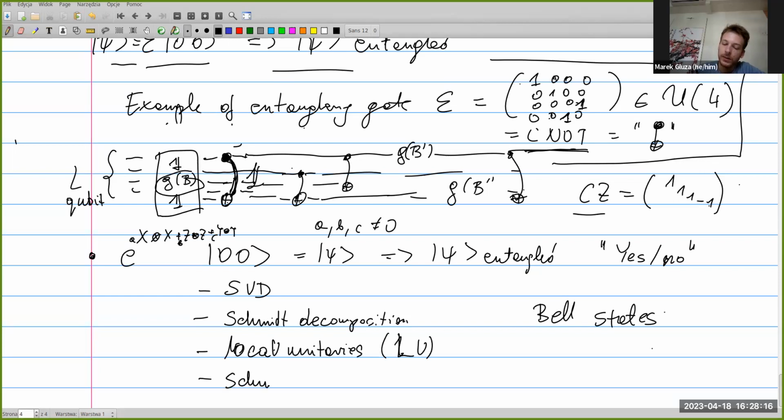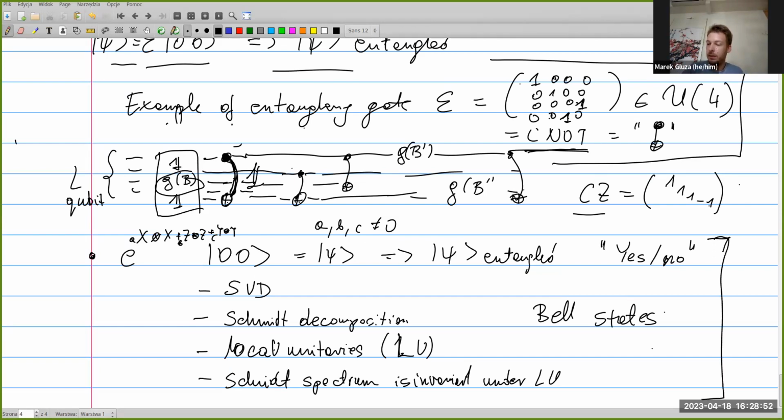The Schmidt decomposition gives you something called the Schmidt spectrum, which is invariant under LU. And then you can see that those entangling operators would be, for example, of this form with ABC non-zero. You could prove that this is an entangling operation for arbitrary non-zero ABC. So that could be an exercise. I could maybe formulate an additional session for this. It's a very nice exercise.